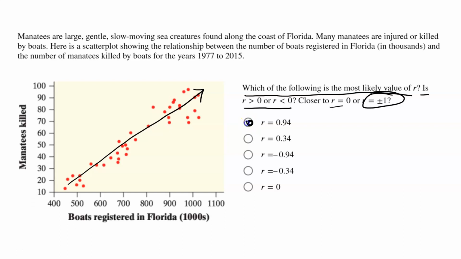You should have said that your correlation coefficient is 0.94. It has to be positive because it has a positive correlation. It needs to be closer to 1 than 0, so it can't be these 0.34s, that's too weak. There's definitely some correlation, so it can't be 0, and it can't be negative. That would mean the dots were going in the other direction like this, so our only option there is 0.94.